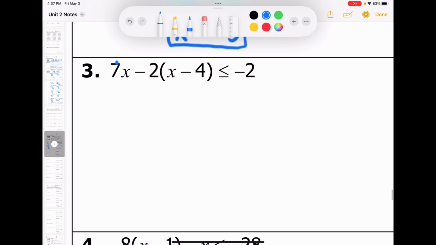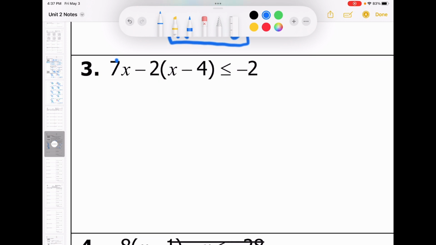Number 3. 7x minus 2 parentheses x minus 4 is less than or equal to negative 2. So the first thing I have to do is get rid of my parentheses. So I'm going to distribute this negative 2 to the x and to the negative 4 using multiplication. So negative 2 times x is negative 2x, and negative 2 times negative 4 is a positive 8. Everything else I'm just going to bring down.